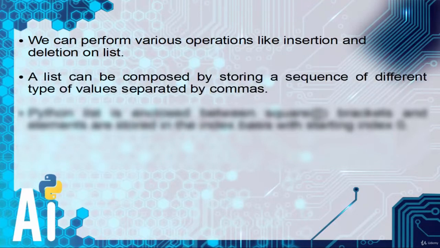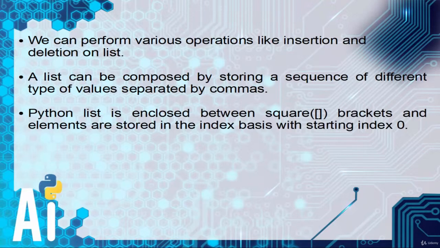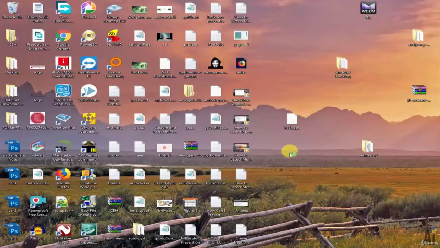A list can be composed by storing a sequence of different type of values separated by commas. Python list is enclosed between square brackets and elements are stored on an index basis, starting with index 0. Let's create a simple example of list.